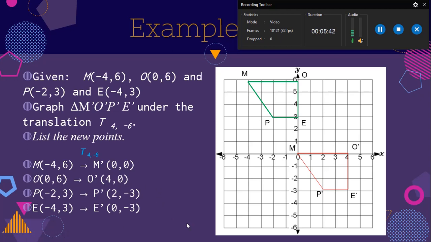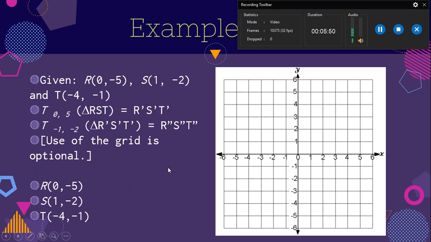And there is quadrilateral MOP prime. We went 4 right and 6 down. Translations are pretty easy. It's probably one of the simplest rules. So for this example, number 3, it says that the use of the grid is optional. So whenever I know the rule really well, I usually choose to not do the grid at all.